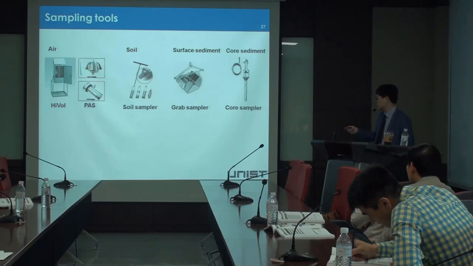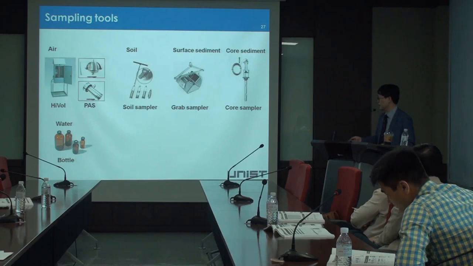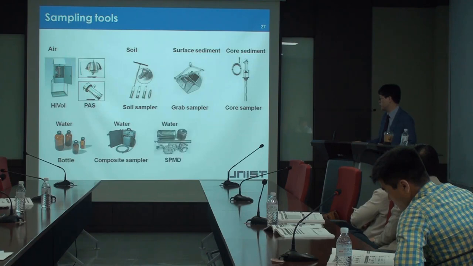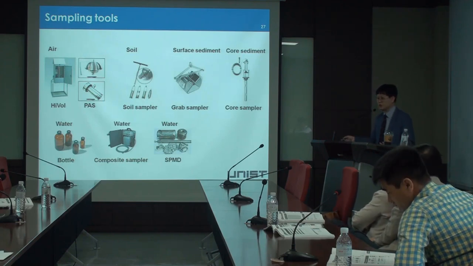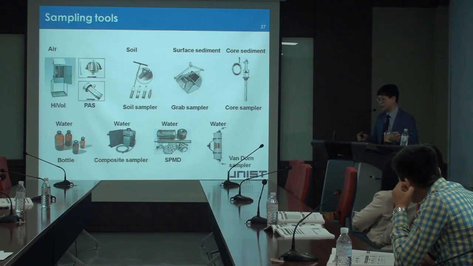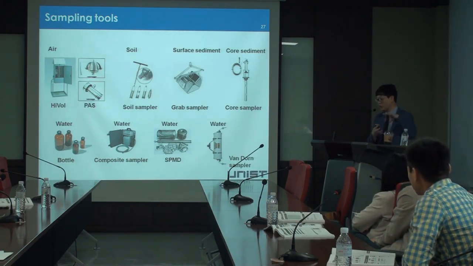And also an ice core or soil core, and a bottle can be used for water sampling. And also SPMD, semi-permeable membrane device, can be used. This is a passive water sampler. It can be used for POPs monitoring for a long time in the water. The last one is for the deep ocean or large-scale rivers or lakes. We can use this type of sampler.